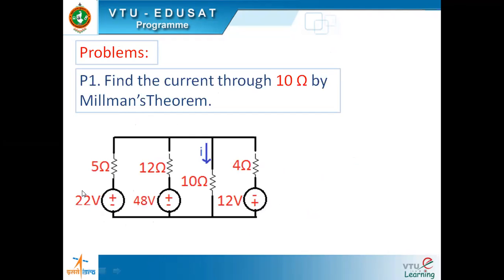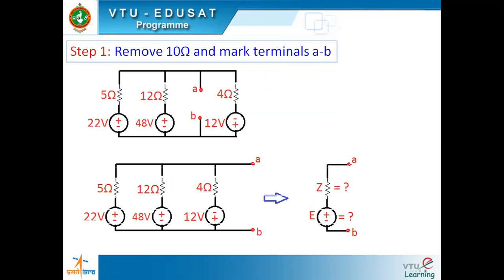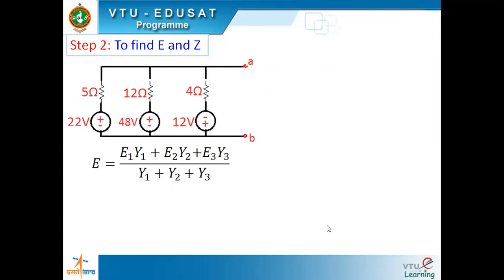If this is E1, E2, E3, then E1 is plus 22, E2 is plus 48, and E3 is minus 12. Is that okay with you? So let's be very careful regarding that. Let's find E by using this equation. So this is the equation to find E. Just substitute. E is 22, Y is 1 by Z, and this is another problem.